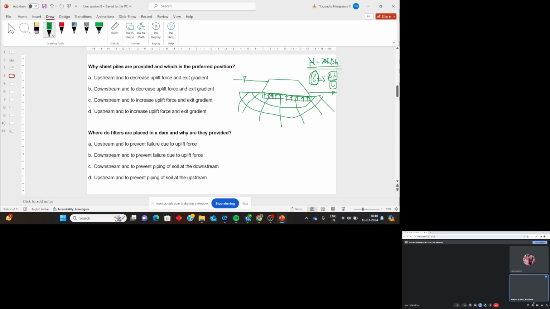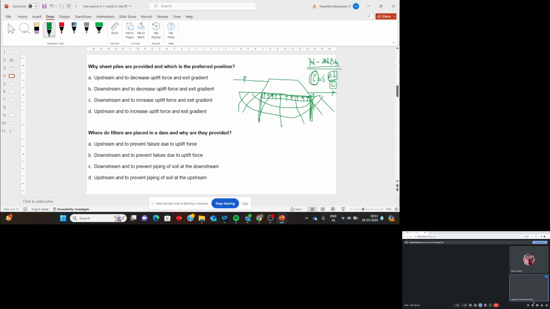So where will you insert sheet piles? Downstream. If you install them downstream, how will it decrease the uplift pressure? It might prevent piping to an extent, but what about uplift? So always sheet piles are provided here.